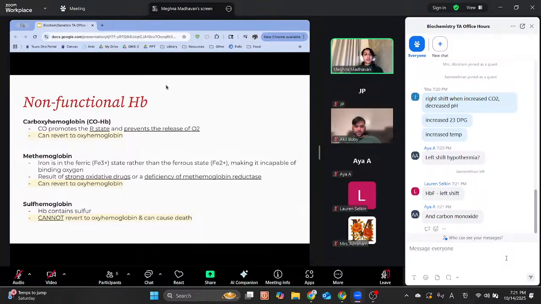And then non-functional hemoglobin, so carboxyhemoglobin, methemoglobin, and sulfhemoglobin. Sulfhemoglobin can be caused by sulfa-type drugs. Methemoglobin can also be caused by oxidative drugs, and then carboxyhemoglobin by, what's that example from that primer or that CD that they gave? Like the person is in a tent with a propane gas tank. Yeah, so that's your cause of carboxyhemoglobin. Sulfhemoglobin is the only one that can't be reverted to oxyhemoglobin.